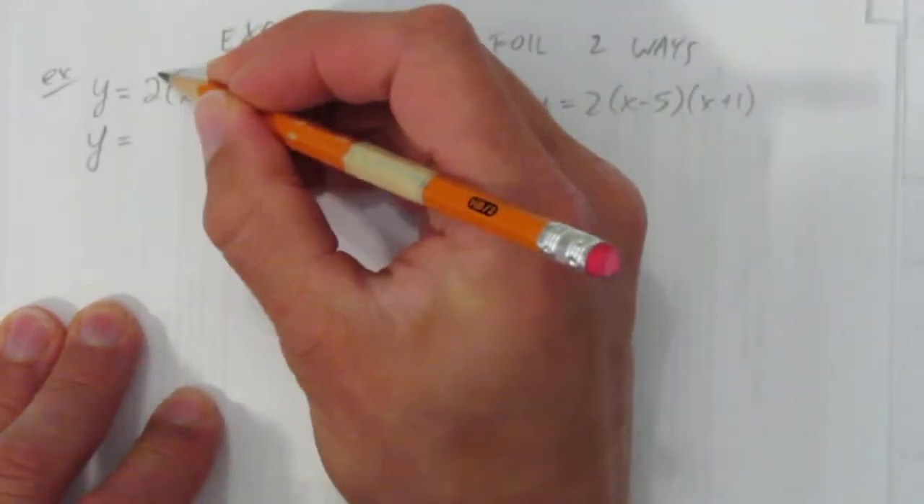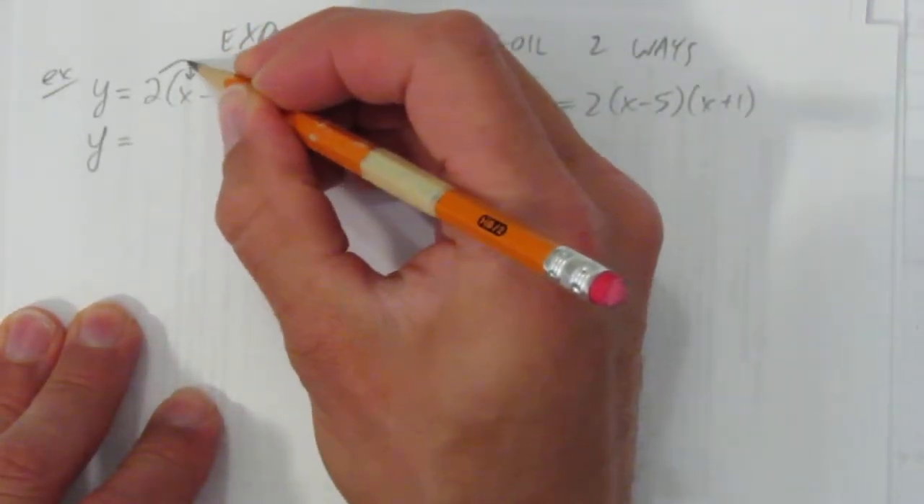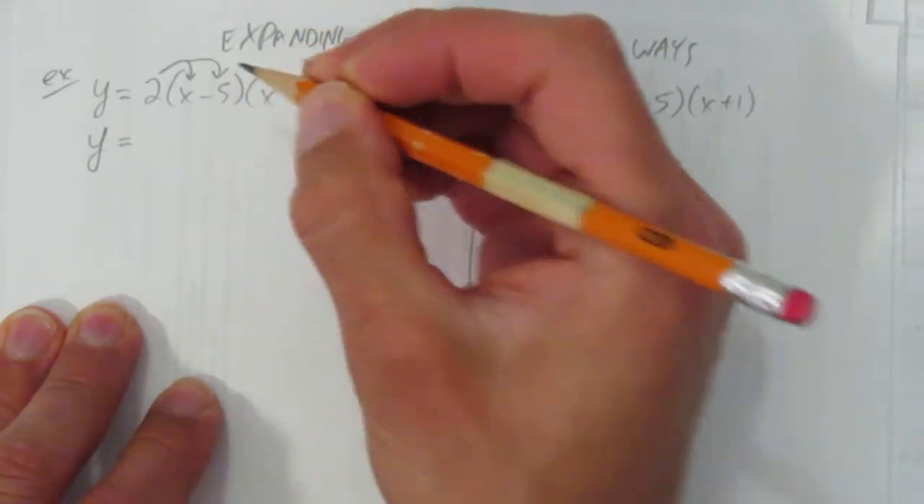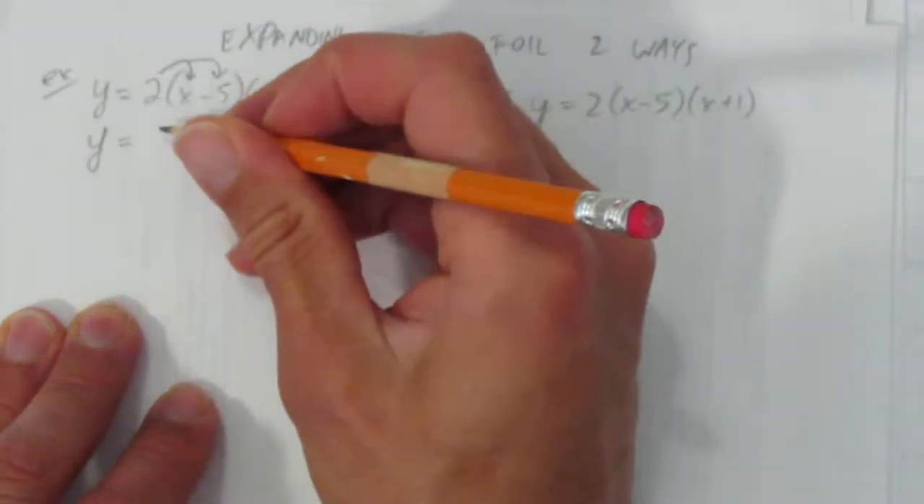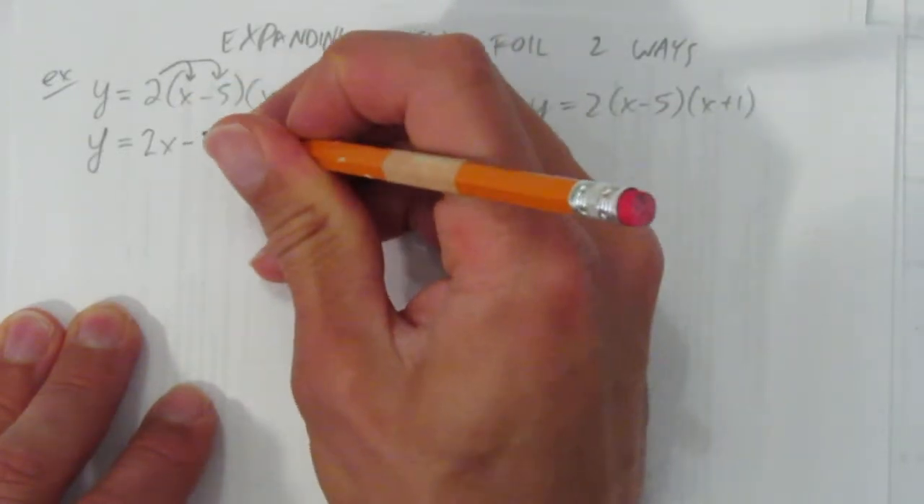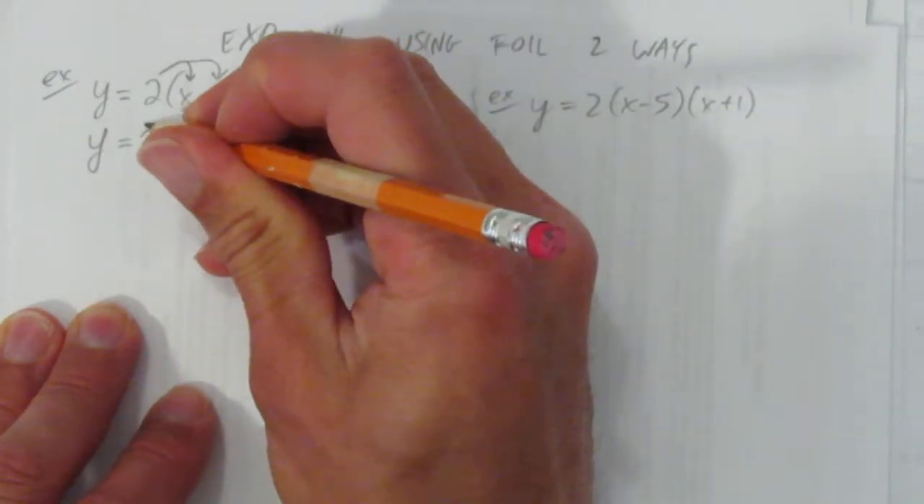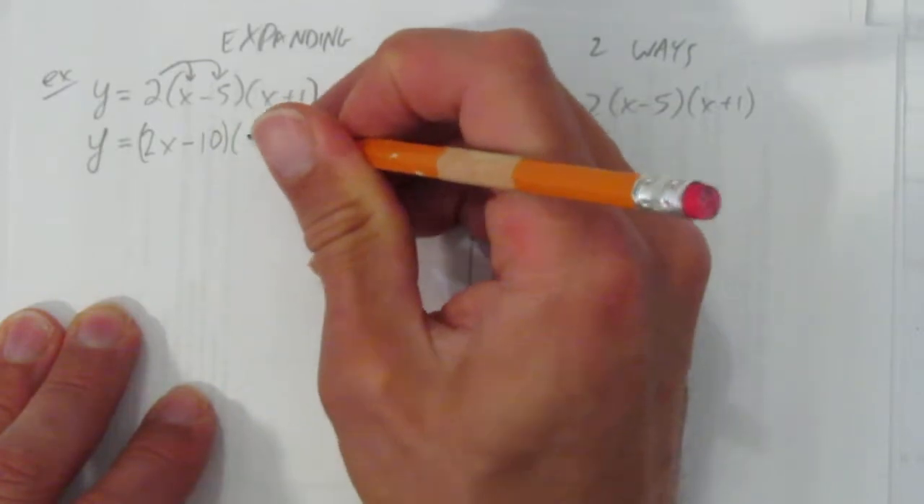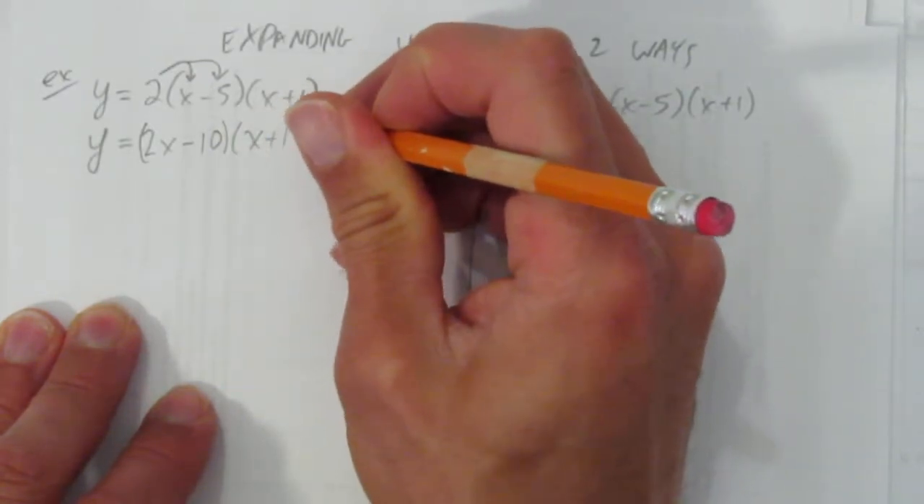Note that we're only going to do it into the first bracket, 2 times x and 2 times negative 5. And you'll get 2x, and 2 times negative 5, negative 10. All that's still in brackets. And over here we have the x plus 1.